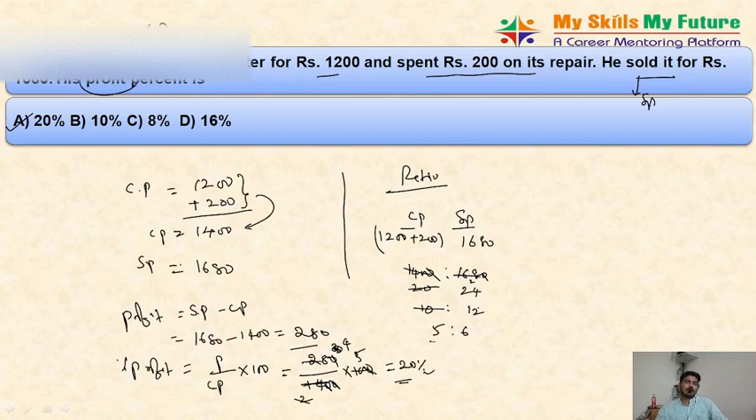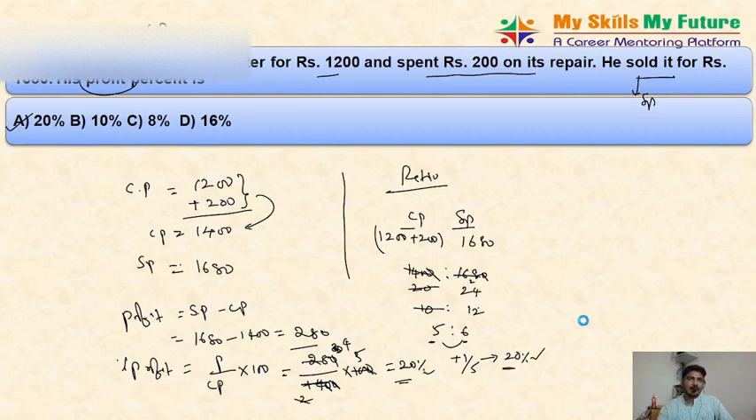So initially the cost price was 5 parts, and later he is selling it for 6 parts. In this he got a profit of 1 part out of 5 parts. So this 1 by 5 is nothing but 20 percent. I hope you are clear with this explanation.